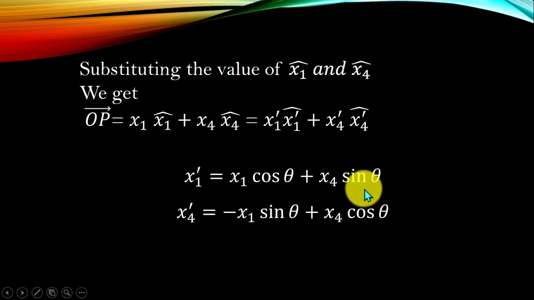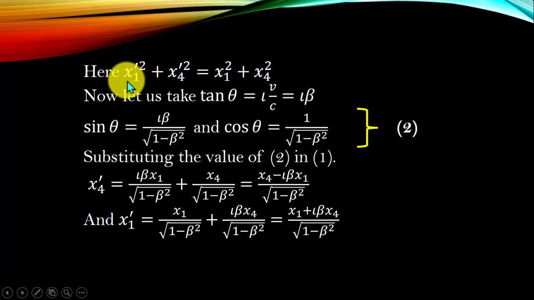So you get x1 prime as x1 cos theta plus x4 sin theta, and x4 prime, which is the magnitude of the x4 vector, the position of the particle P along the x4 prime direction, will be equal to what? Minus x1 sin theta plus x4 cos theta. Also, if you take the square of these terms, that is, if you calculate x1 prime square plus x4 prime square, then this is equal to x1 square plus x4 square. This you can try on your own. If you don't get this, you can ask me to help you also.